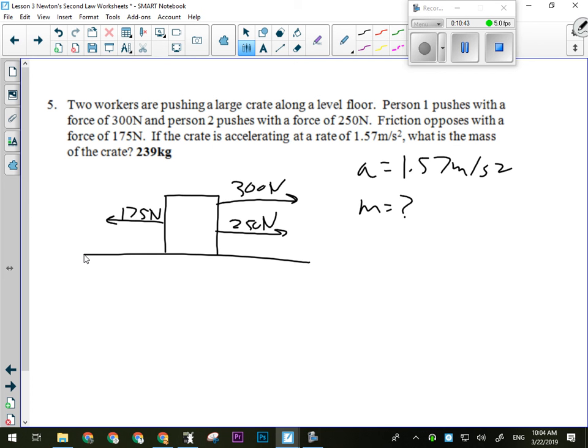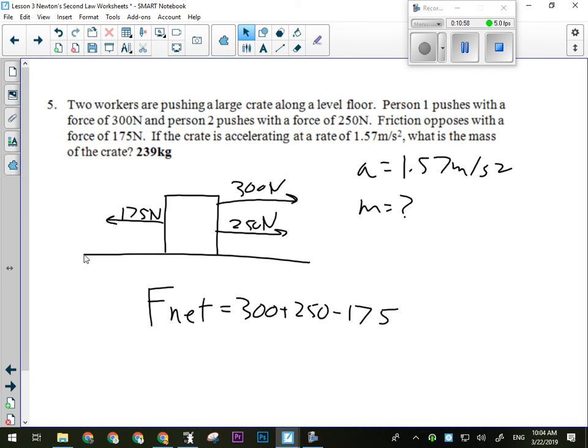F net. Okay, I'm going to do that using m times a or sum of all forces. Sum of all forces. So 300 plus 250 minus 175, 375 newtons. Okay, is my net force. All right, so there's my net force. It's obviously this direction. They didn't really tell me a direction, but that direction.